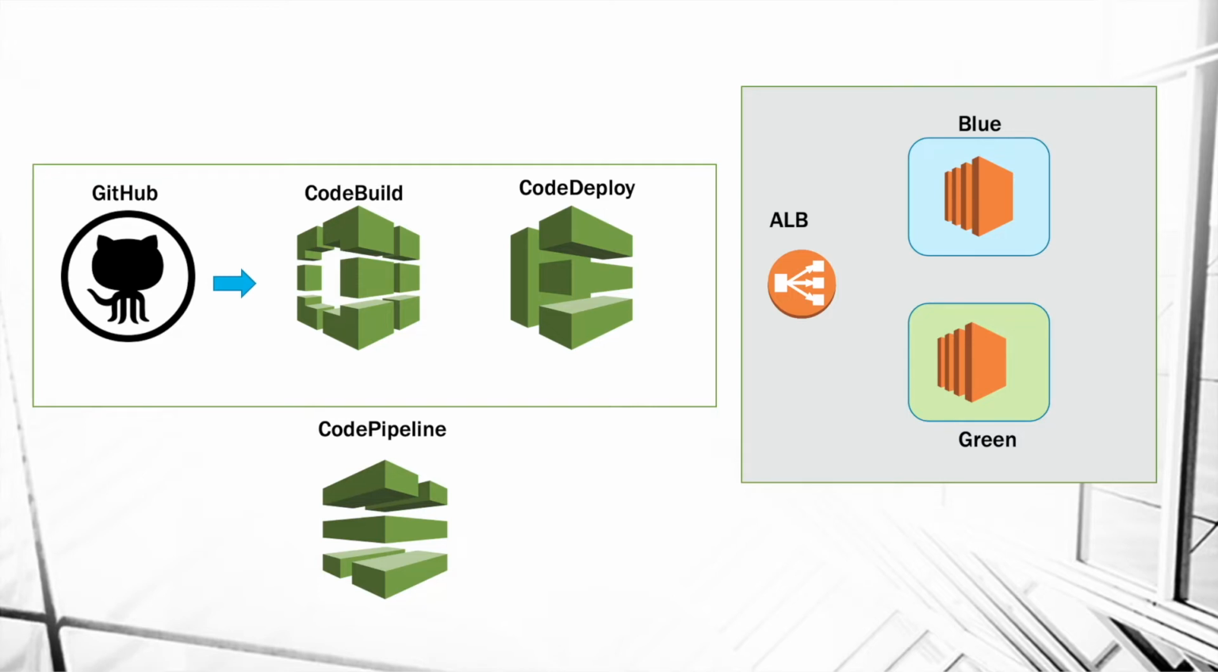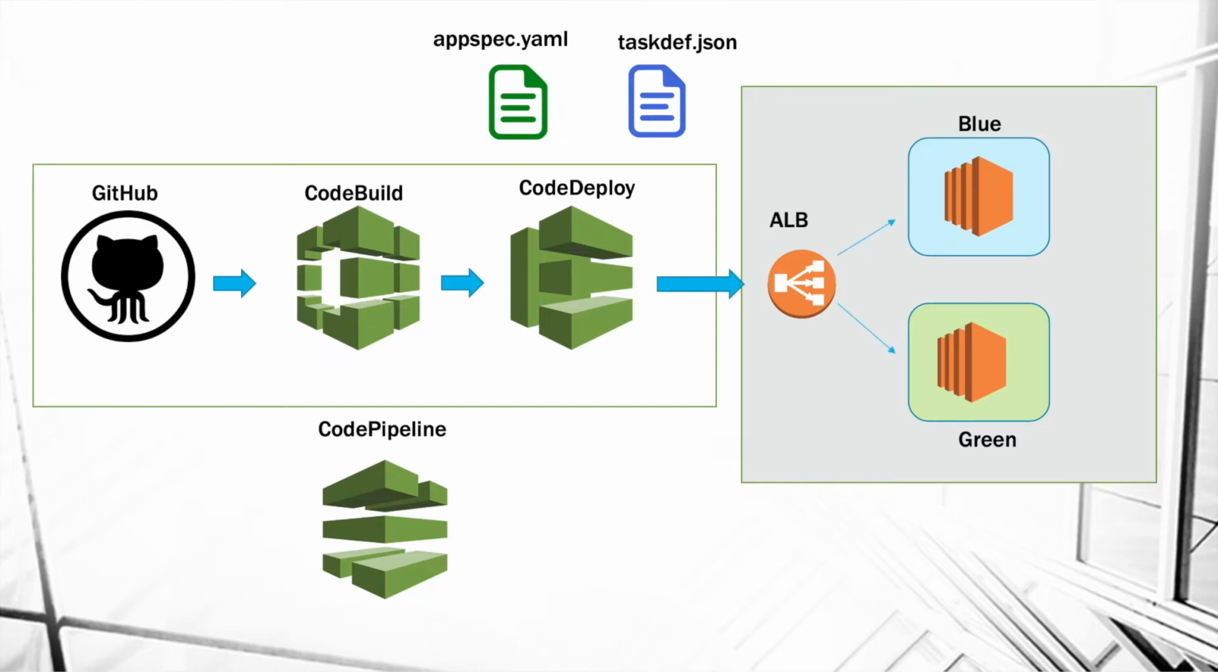Then code pipeline will trigger the code deploy to start the blue-green deployment. That is the continuous delivery process. Code deploy needs two files to do the deployment: the abstract YAML file and the task.dev.json file. The abstract YAML file is for managing the lifecycle of the deployment, while the task.dev.json file is for defining the ECS task. We will then start the blue-green deployment with the help of the ALB, the application load balancer.